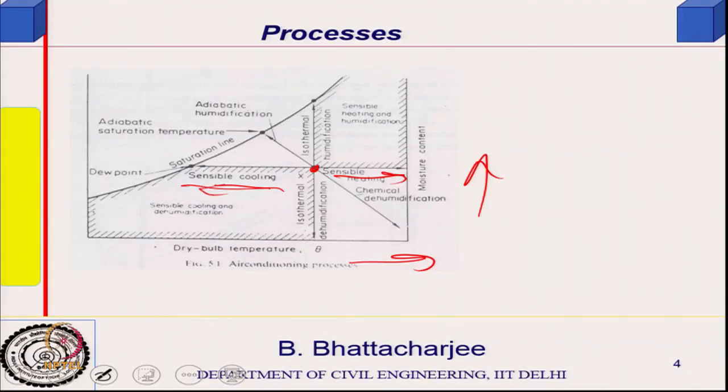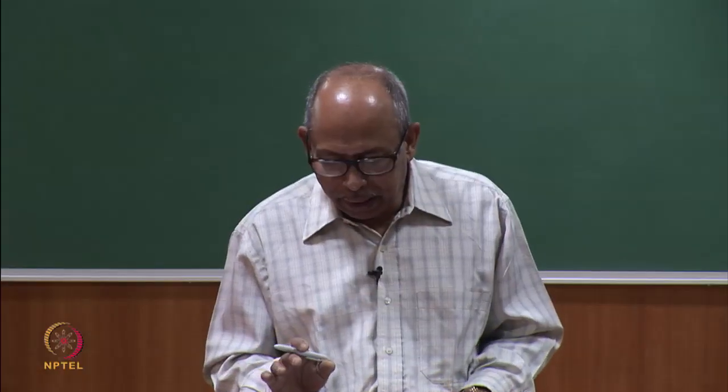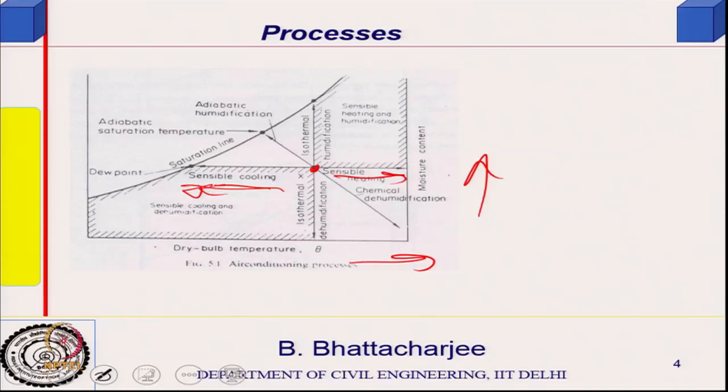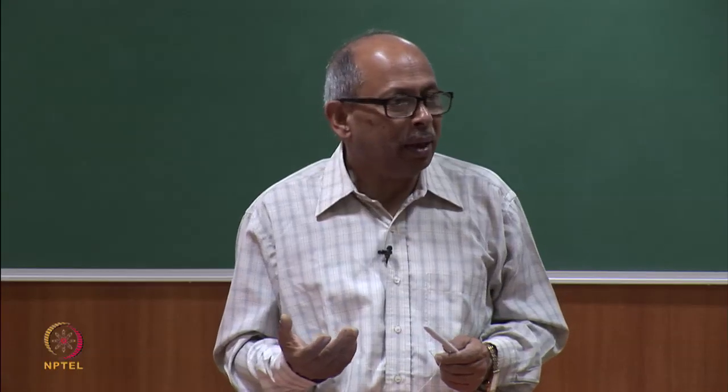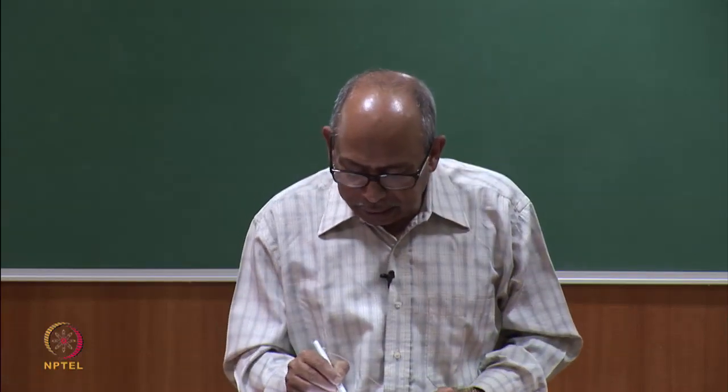If I am going along this direction, I call it sensible cooling. So, the moisture content is not changing, right. Beyond this point, there will be condensation, right. Here, at the dew point, condensation would occur. And if I am going vertically upward, I am increasing the moisture content at a constant temperature. So, I call it isothermal humidification. This is isothermal dehumidification.